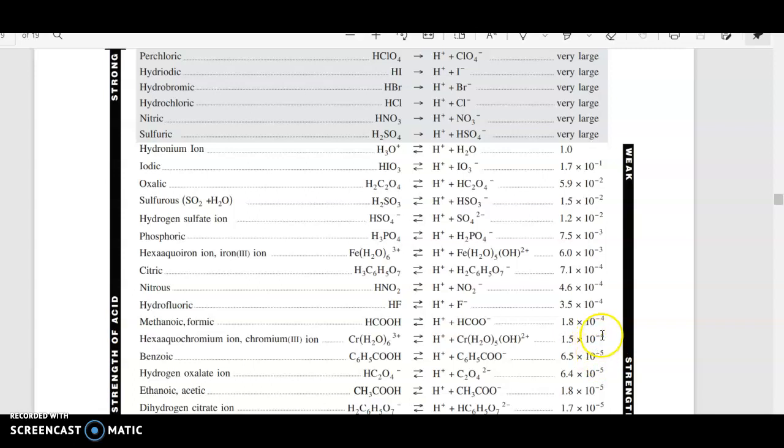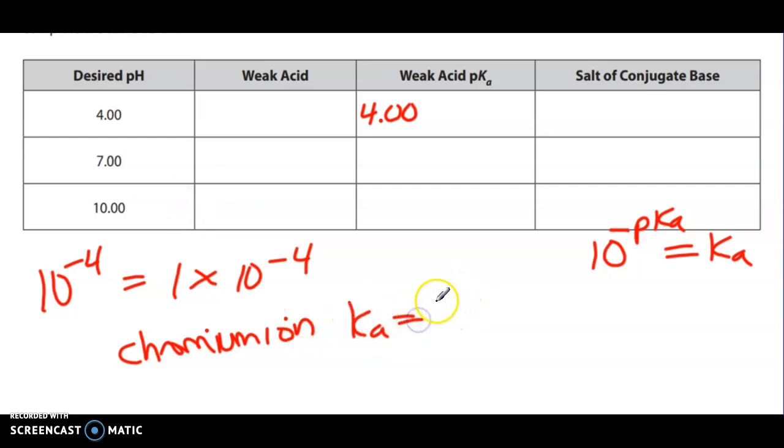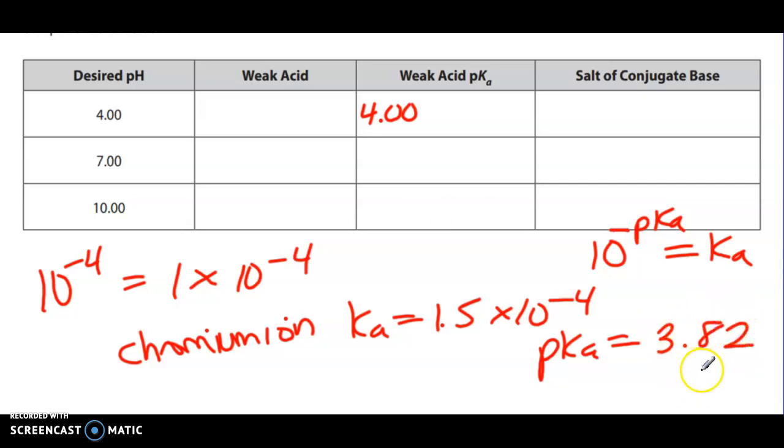So to double check which one would be the best choice, we can do the negative log of each of these. And whichever one gives us a pKa closer to 4 would be the winner, the best one. So the chromium ion has a Ka value of 1.5 times 10 to the negative 4. If we take the pKa of that, so negative log of 1.5 times 10 to the negative 4, that gives us 3.82 for our pH, right?